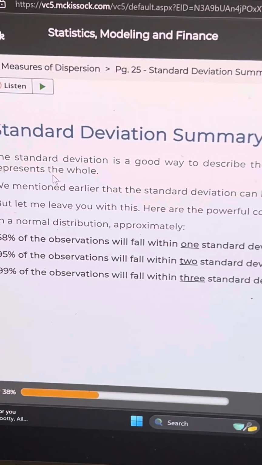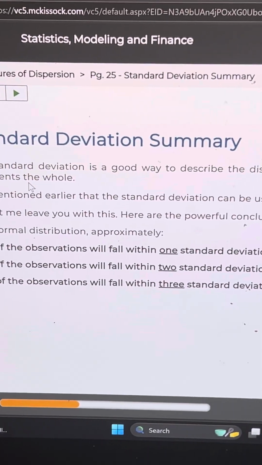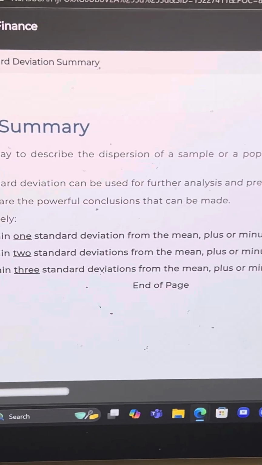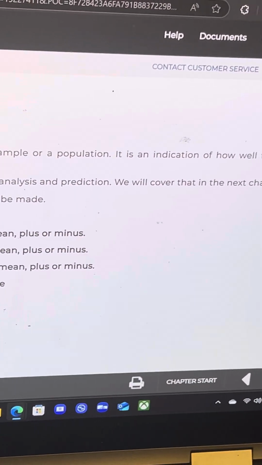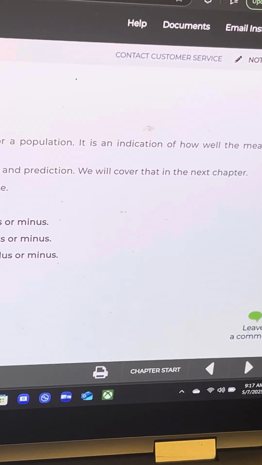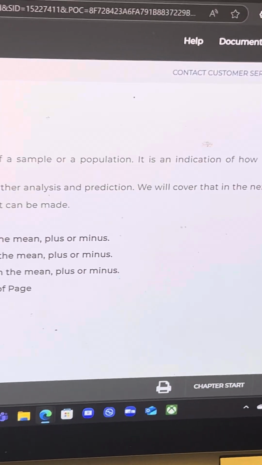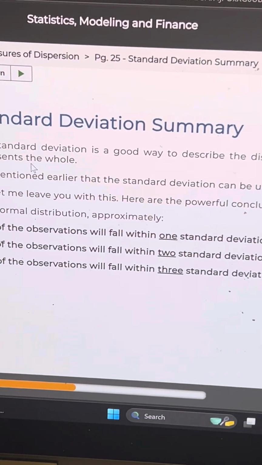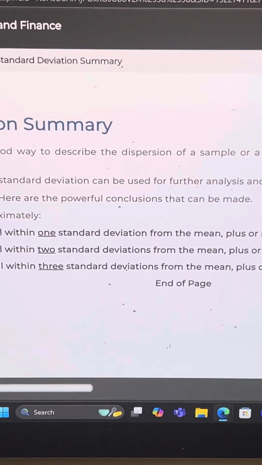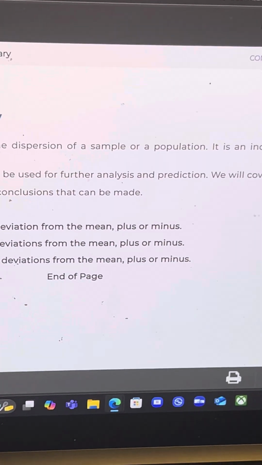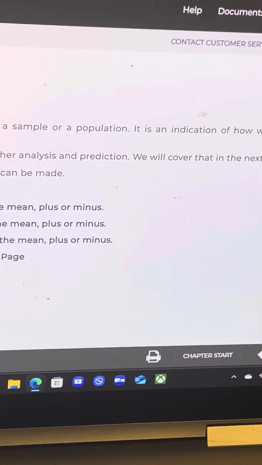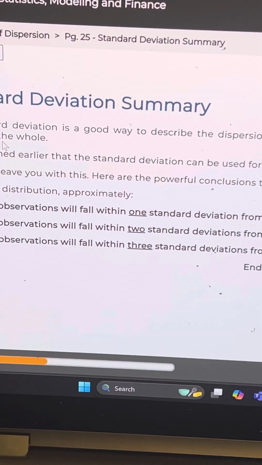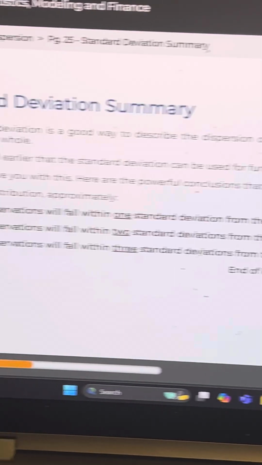Page 25, Standard Deviation Summary. The standard deviation is a good way to describe the dispersion of a sample or a population. It is an indication of how well the mean represents the whole. We mentioned earlier that the standard deviation can be used for further analysis and prediction. We will cover that in the next chapter. But let me leave you with this. Here are the powerful conclusions that can be made.